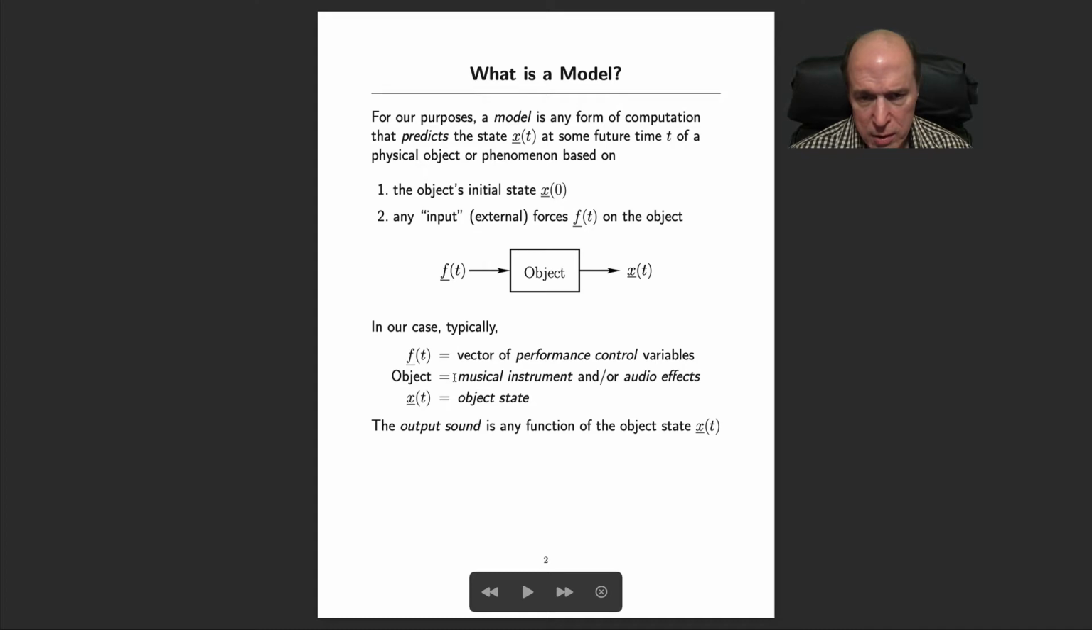And for our world, the object is a musical instrument or an audio effect, like a circuit that emulates some effect that we like. And then we'll have the state, and that's also a vector. So there'll be some number of state variables that specify the state of the system. And then we'll form an output from the state somehow.